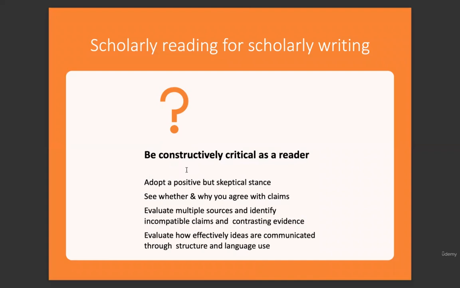So the first step of the literature review is finding the literature. The second one is reading it and then writing it. While reading, it is very important to be able to read it scholarly, okay? You should be critical as a reader, okay? Don't just read and summarize it to put it in your research. You should adopt a positive but skeptical stance. This is important because you're a researcher. You should be a skeptical one.